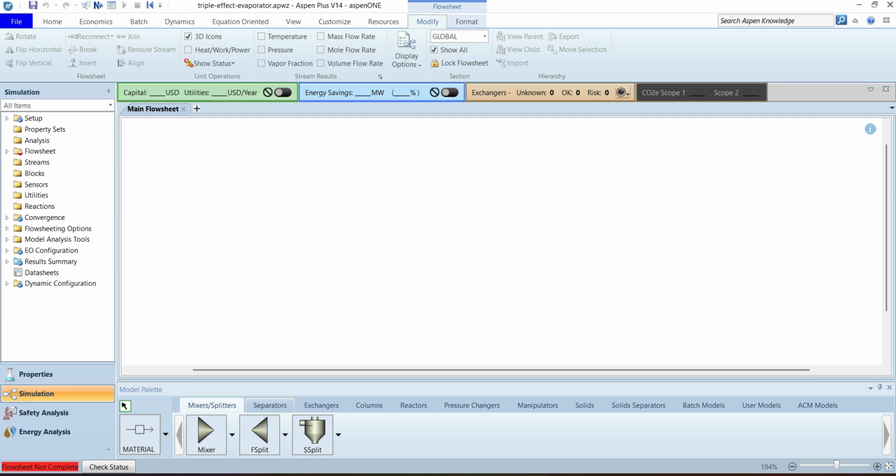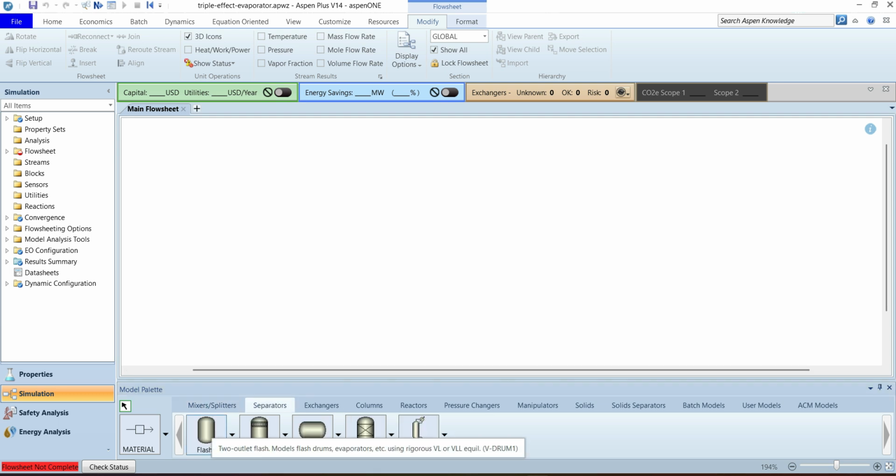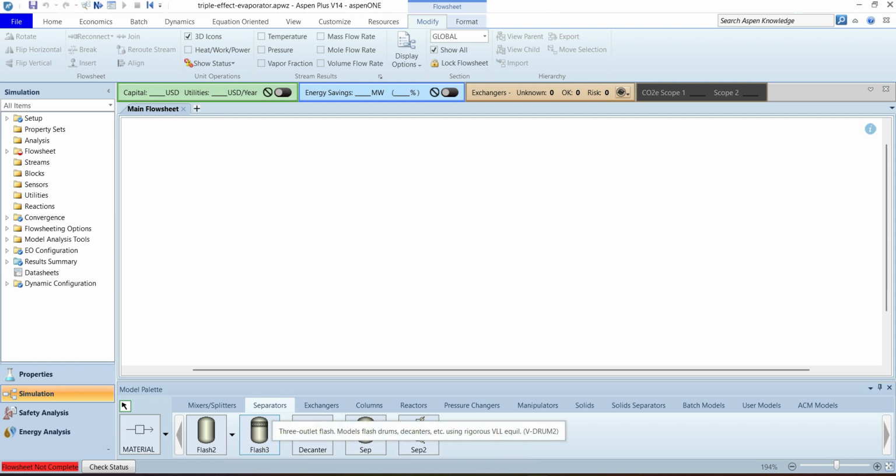Here we will need a Flash2. So these are the blocks included in the model palette under separators. The Flash2 performs the vapor liquid equilibrium calculations. Then there is a Flash3 that performs vapor liquid equilibrium calculations. And then there is a decanter that performs liquid separations. This is a Sep block.